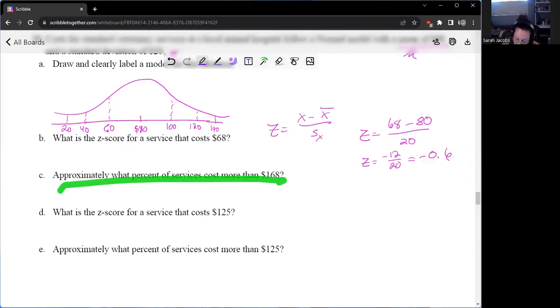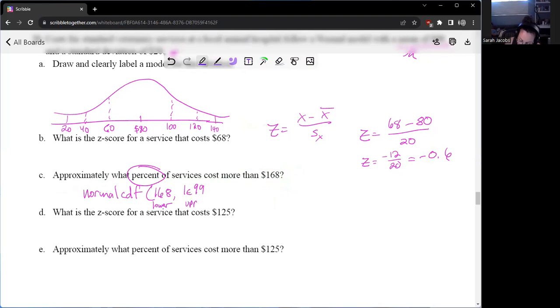C, approximately what percent of services cost more than 168? Pretty sure I was supposed to just type 68 again and didn't catch that. So all good, we can still do this. It's just going to be really teeny tiny because 168 is way out here. So this is a normal CDF because we are looking for a percent or a probability. So normal CDF, we want more than 168. So let's put that as our lower bound. And then we're going to put essentially positive infinity as our upper bound, our mean as 80, and our standard deviation as 20.